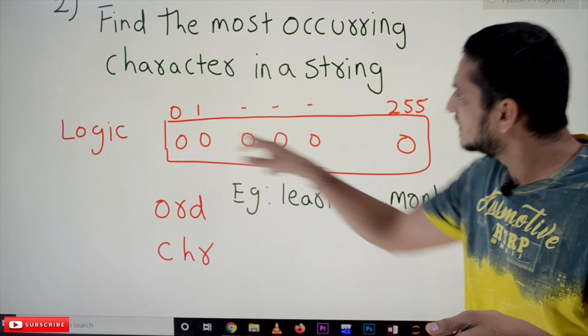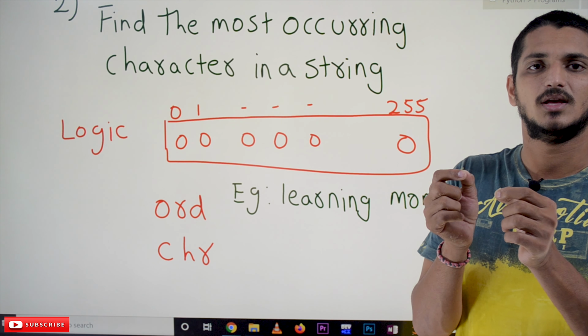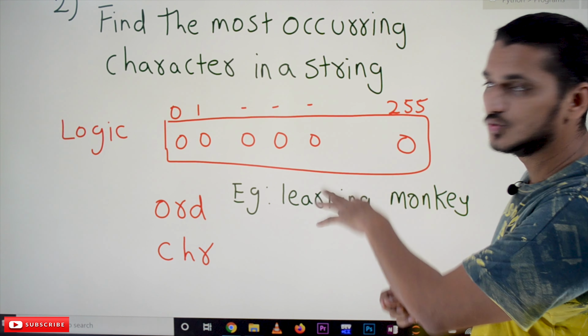Like that, take the second character E. Assume that the ASCII value of E is 102. At 102 index position, we are increasing the count to 1. 0 plus 1 is 1. We are increasing the count. The same way we will update based on the ASCII values. That is the logic which we are using here.